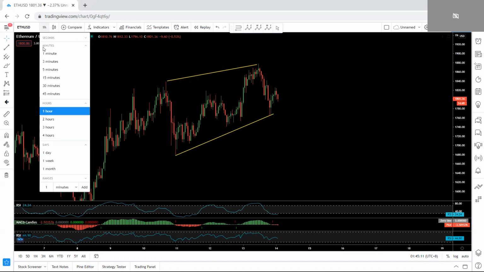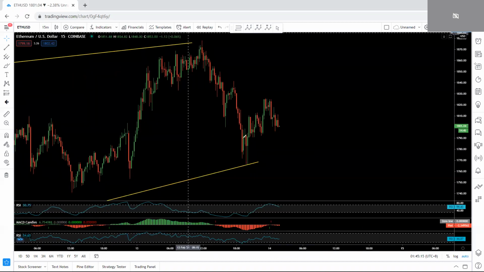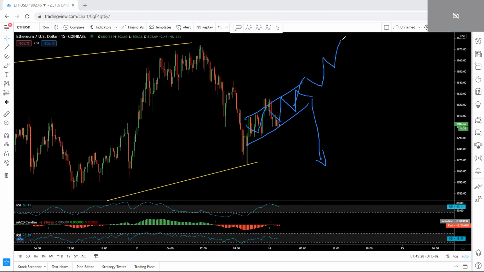If I move to 15 minutes, we don't have anything, but what I can see is, if this continues moving similarly, then mostly we can get one move down. We can look for one move down, but there is also a possibility it can continue to this top. But if it moves in a corrective way, like I draw here, we cannot get a really good trade setup.